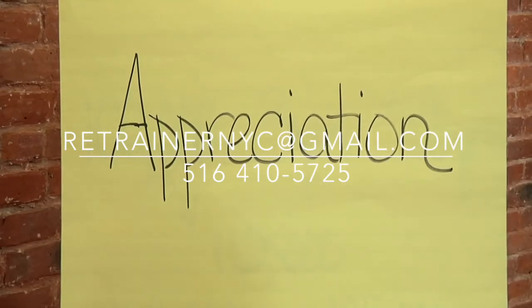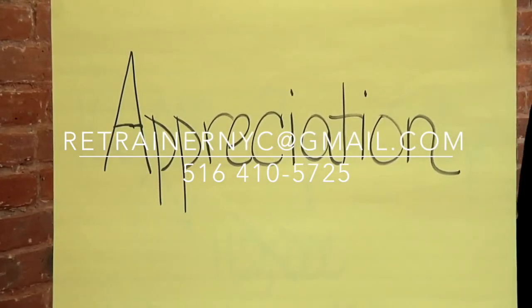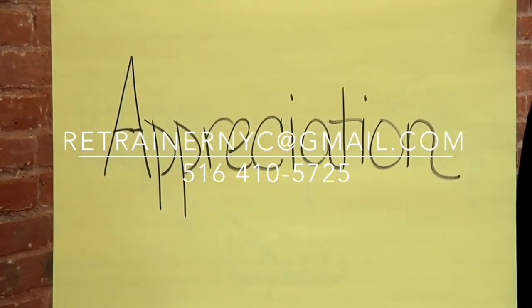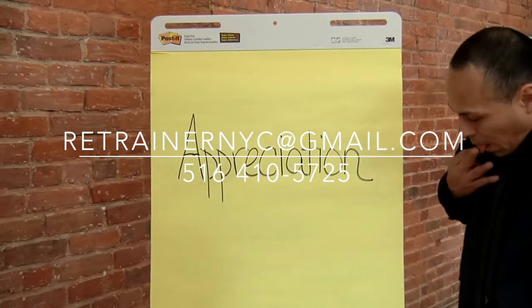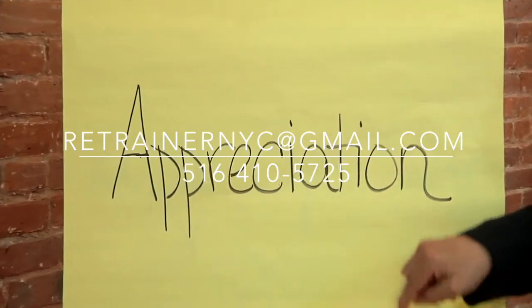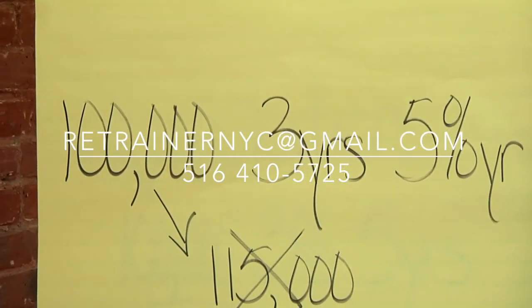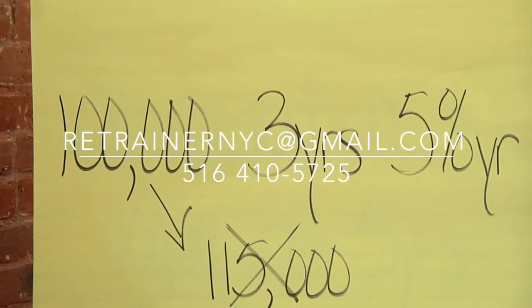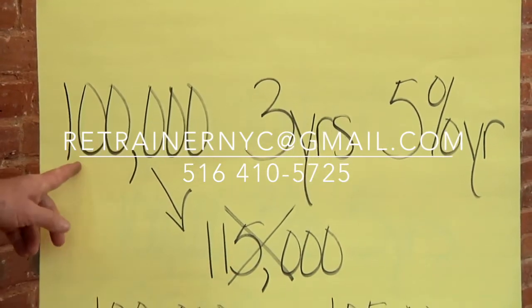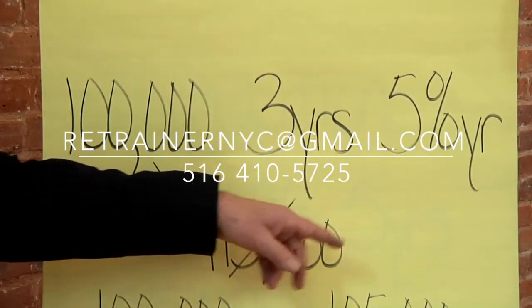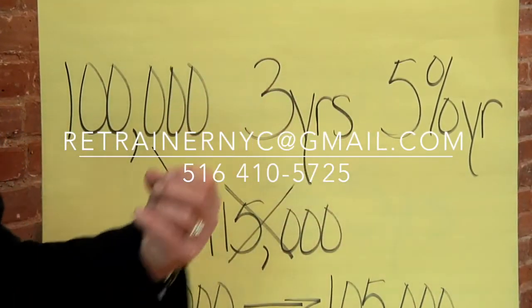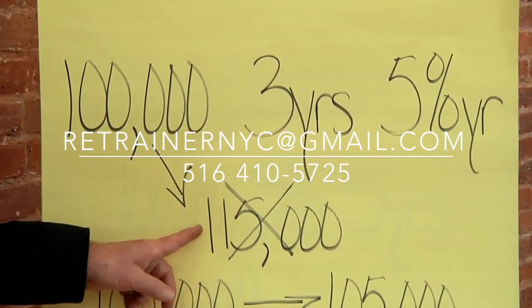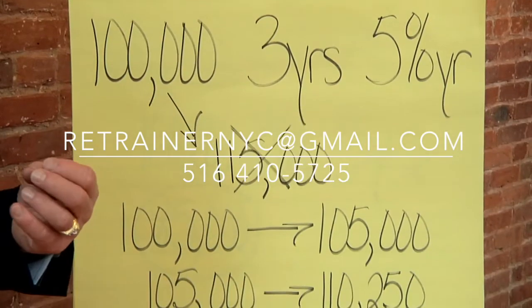So now we'll review what we covered today. We talked first about appreciation. My business partner, John Sanchez, is here helping me. John, if you would go to the next page. Thank you. And we said appreciation, we have to do step by step. So if we start out with a $100,000 property, over 3 years, it's going up 5% per year. We can't just do 3 times 5 is 15% and get to $115,000. We have to do each year individually.